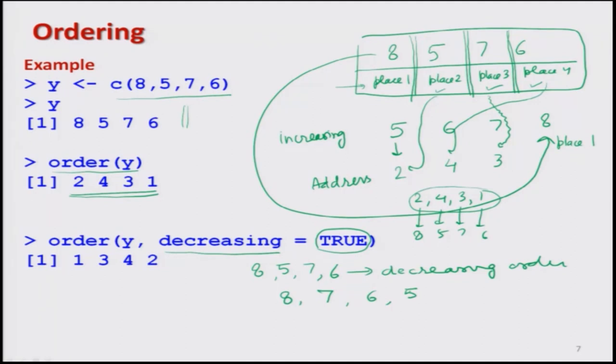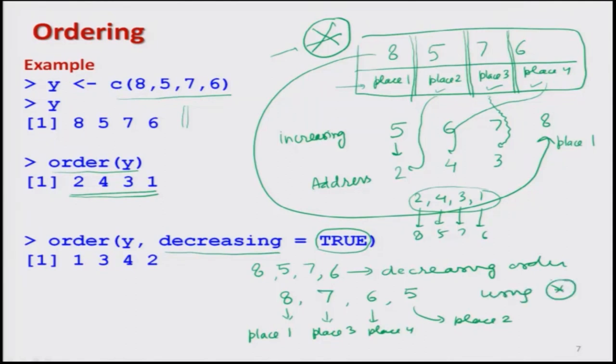Now, you simply have to see what their addresses in the place are. Let us copy their addresses from the place which I am denoting here by star and circle. The address of value 8 is place 1, the address of value 7 is place 3, the address of value 6 is place 4 and the address of value 5 is place 2. So, now I should get the outcome 1, then 3, then 4 and then 2, and this is precisely what we are getting over here.